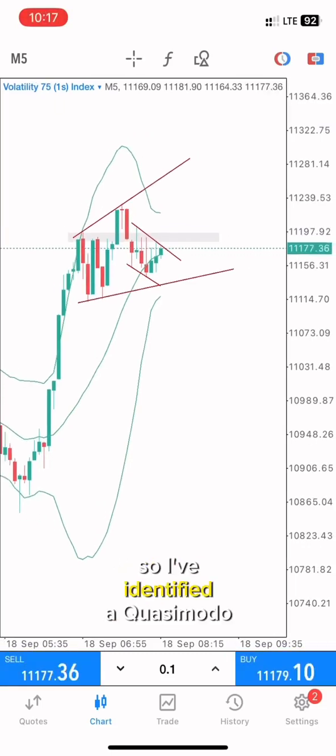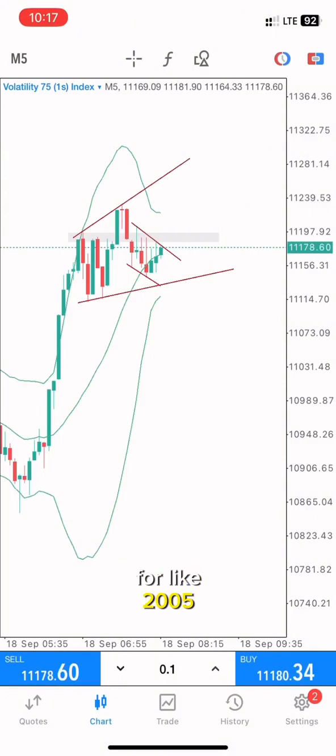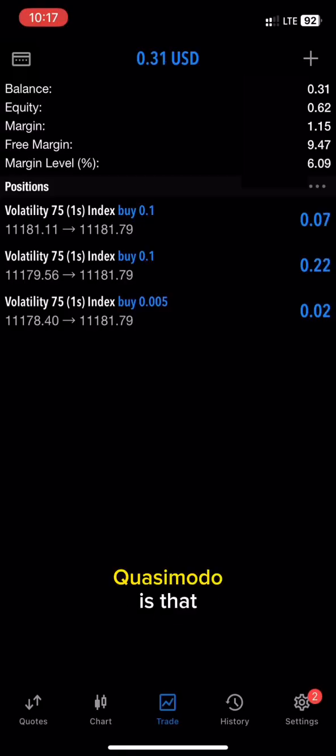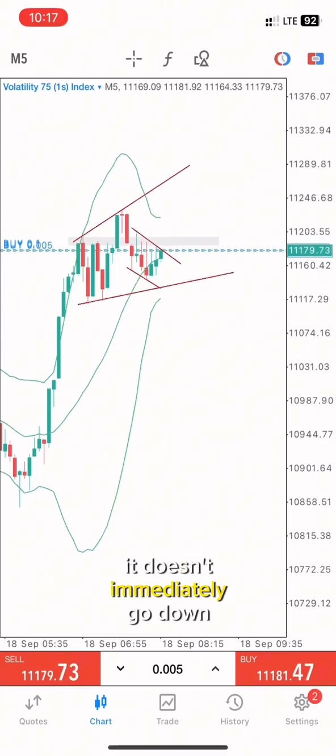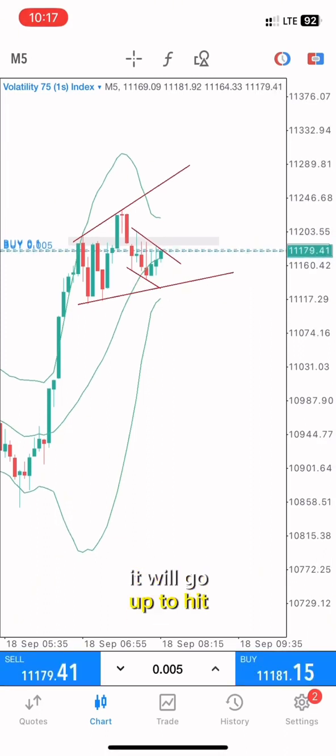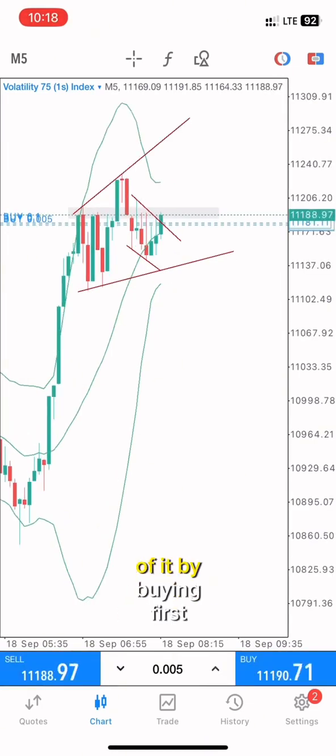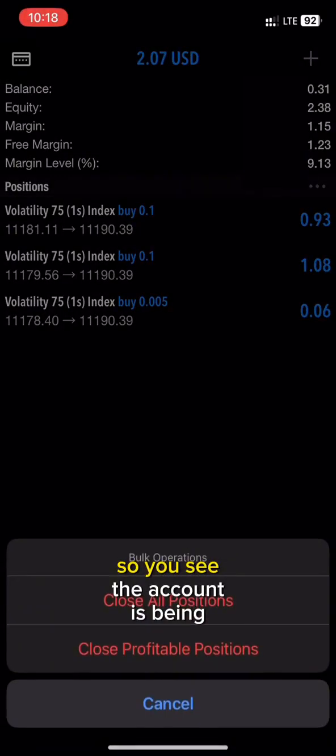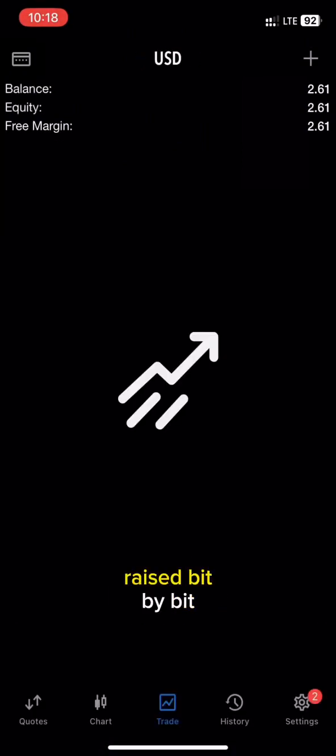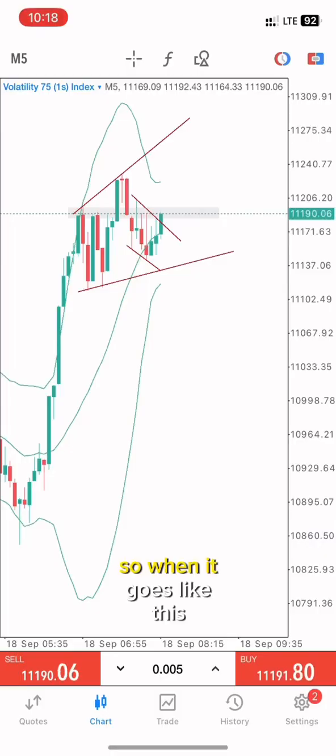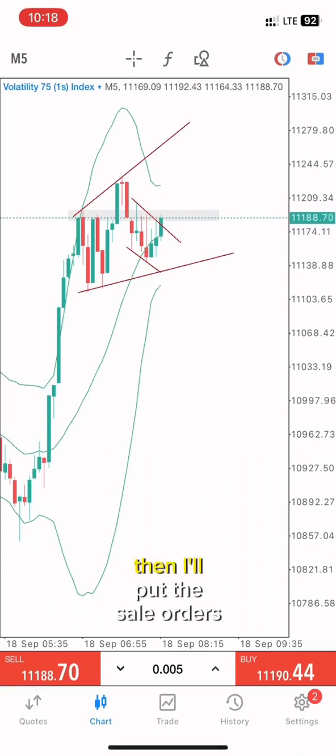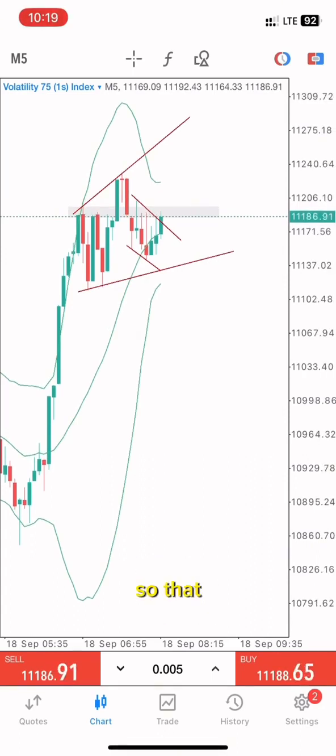So I've identified a Quasimodo on the Volatility 75 (1s) on the 5-minute. And the thing with the Quasimodo is that it doesn't immediately go down. It will go up to hit the stop losses of the early sellers. So I'll take advantage of it by buying first. So you see, the account is being raised bit by bit. So when it goes like this, then I'll put the sell orders so that it can eventually go down.